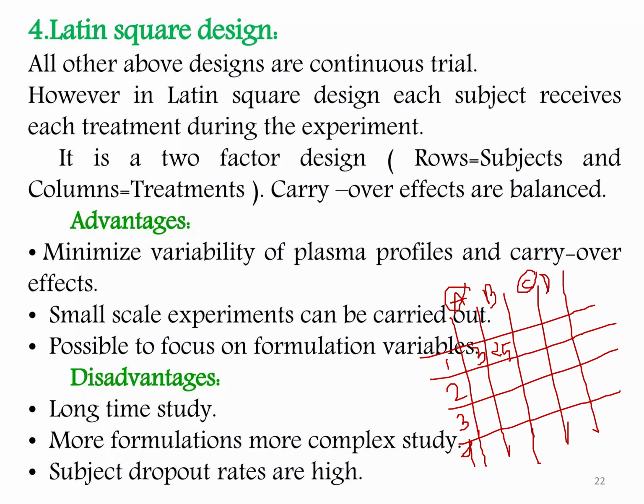All the other above designs are continuous trials. However, in Latin square design, each subject receives each treatment during the experiment. It is a two-factor design. Carryover effects are balanced. The main advantages are that it minimizes the variability of plasma profiles and carryover effect. Small scale experiments can be carried out, and it is possible to focus on formulation variables. However, there are a number of disadvantages like long time study, more formulations, more complex studies, and high subject dropout rates.